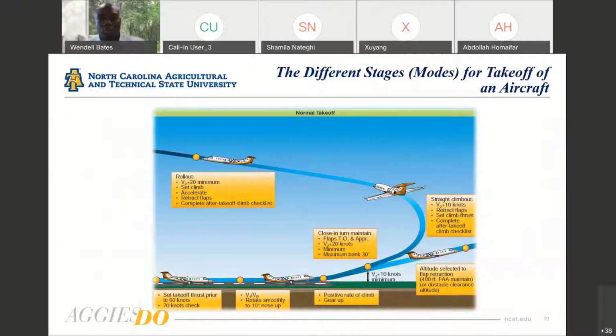And so there are different modes for takeoff of an aircraft that I want to go over. You have the runway acceleration, then you go into the initial climb, and then you go into the flaps up, where the flaps are retracted and the landing gear is retracted. And then you have your en route climb until you reach your cruising altitude, where autopilot can be turned on.